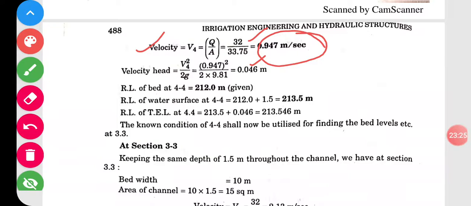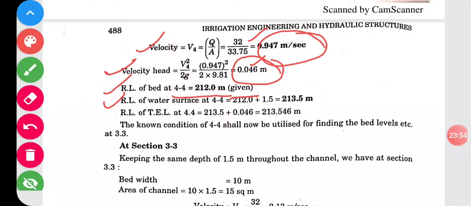After that, the velocity head is calculated. Velocity head is V square upon 2g, that is 0.947 square upon 2 into 9.81. So this is the velocity head. After calculating that, we take the RL of bed at 4. This is the RL of bed at 4, it is given. And then the RL of water surface at 4.